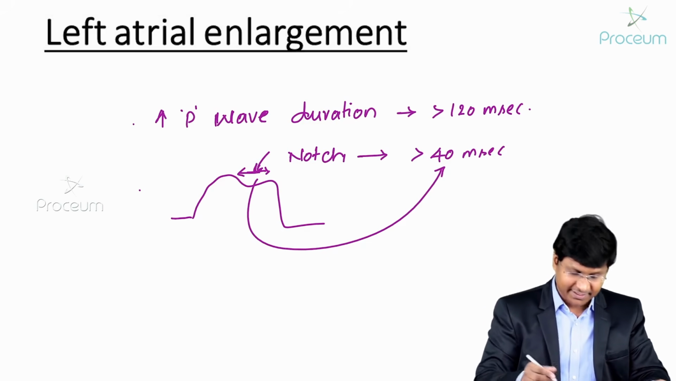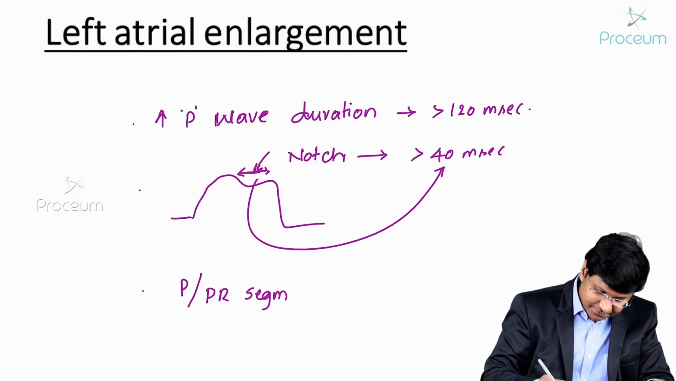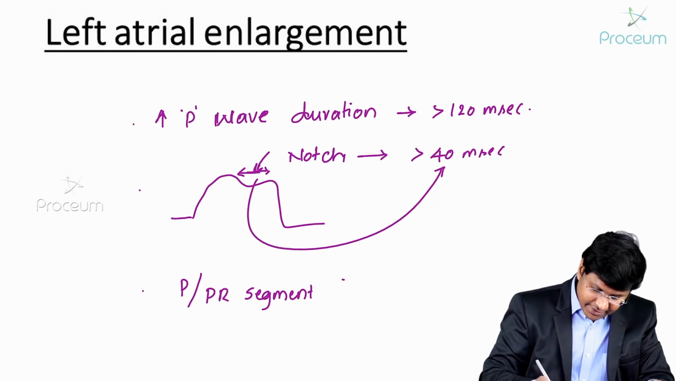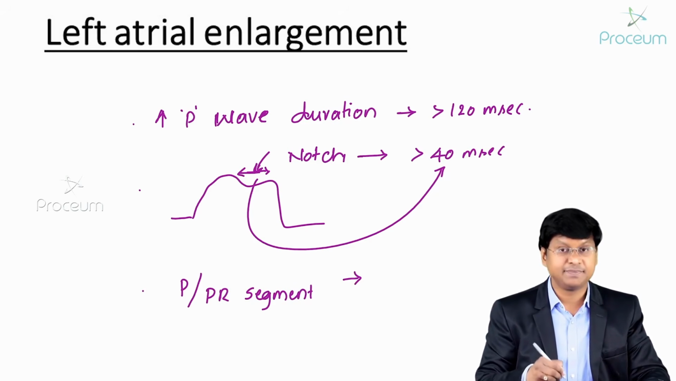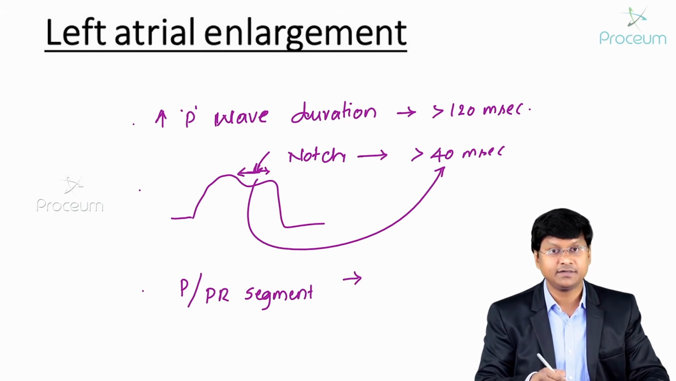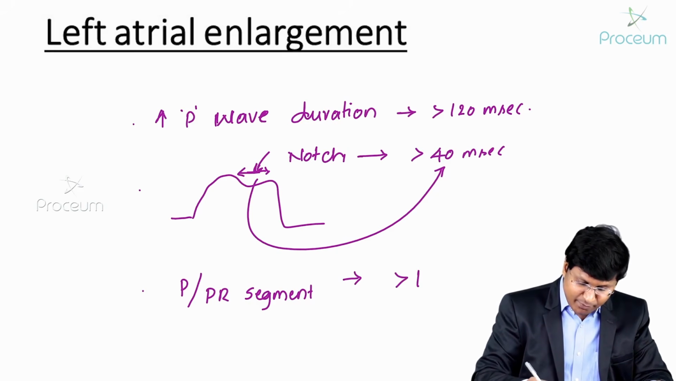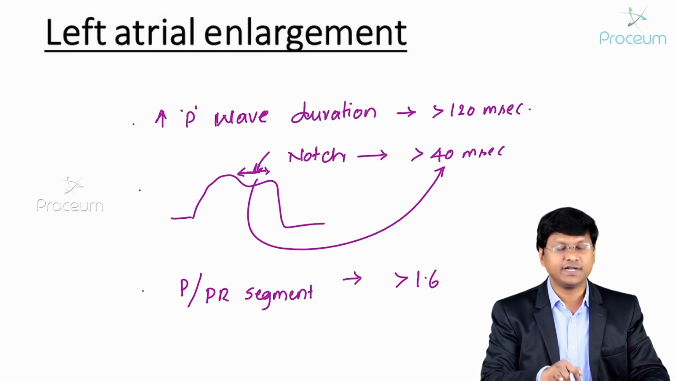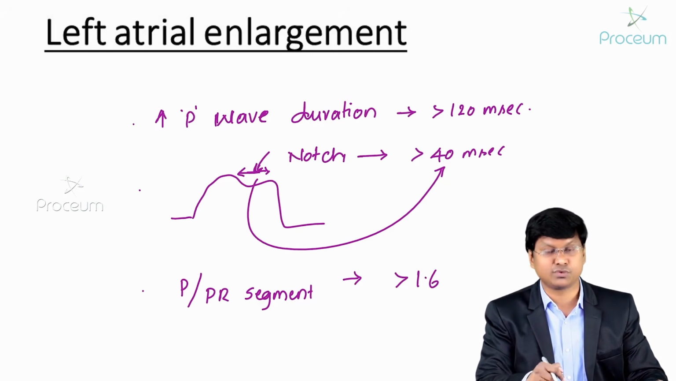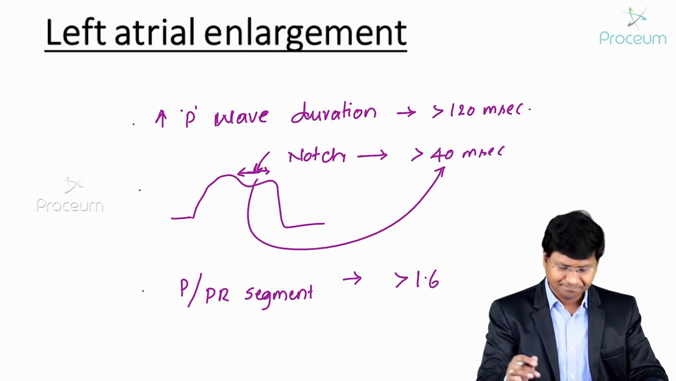Then apart from that, take the ratio of the P wave in lead 2 to the duration of the PR segment. The ratio between P and PR segment should be more than 1.6 to call it P mitral. What is this? I will discuss the Morris index as well as the Macrous index.